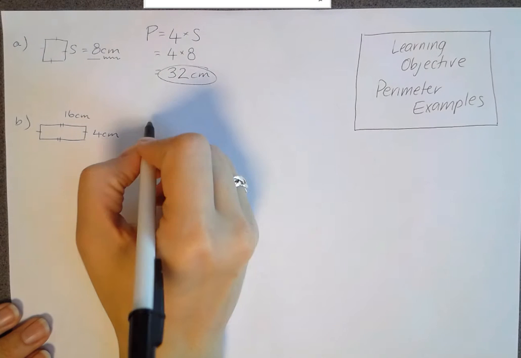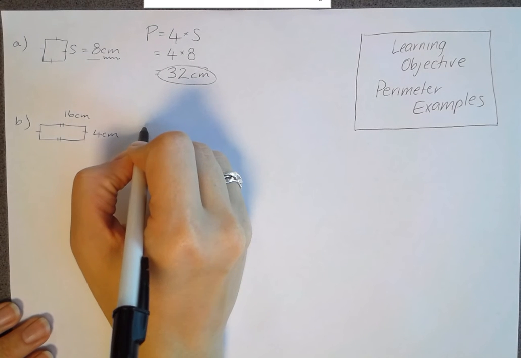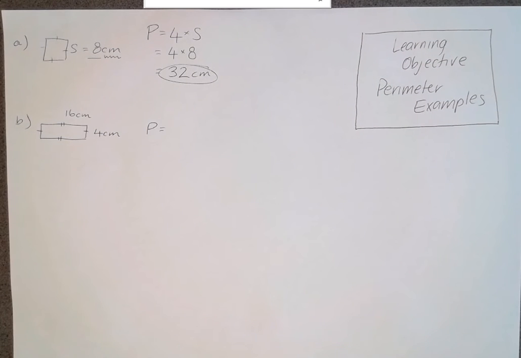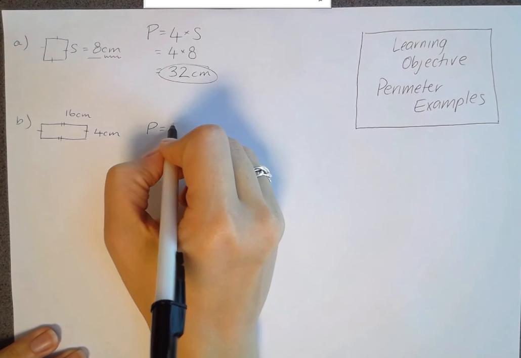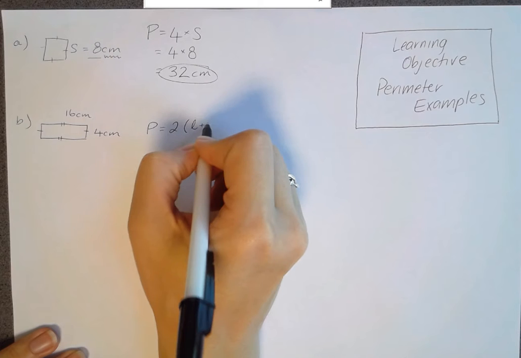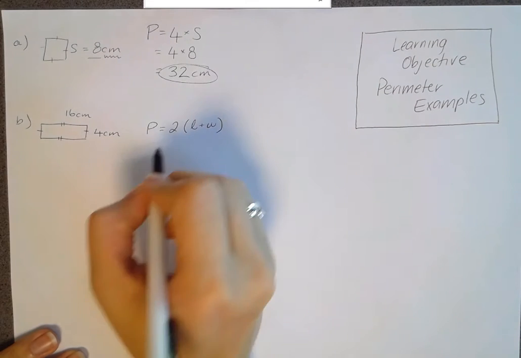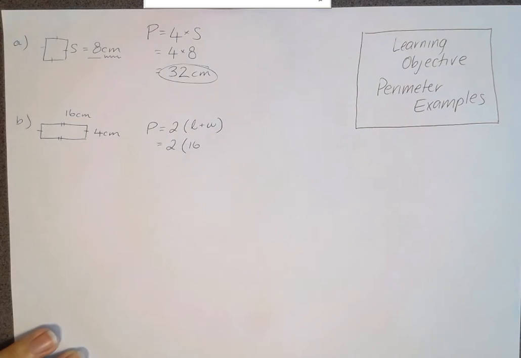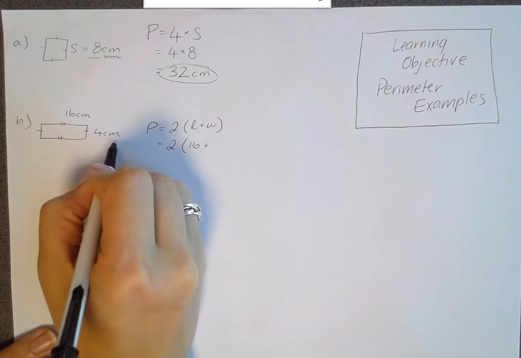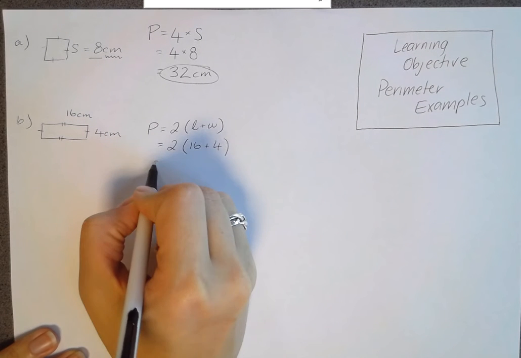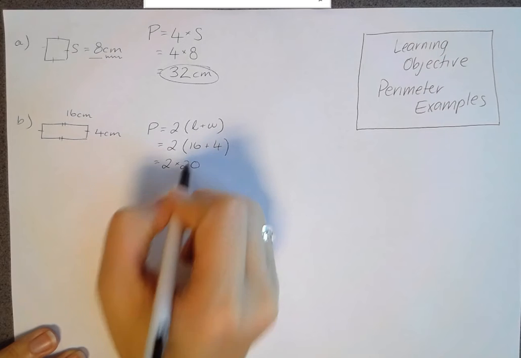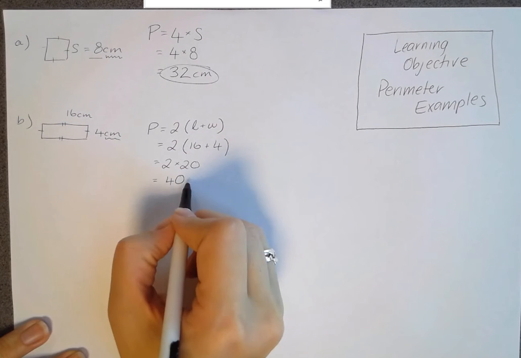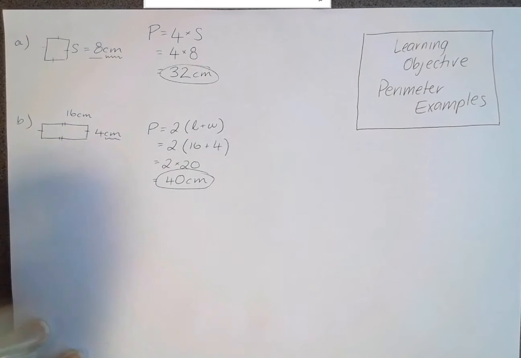We have a rule. Again, you can choose which way you write this rule, whichever one you understand the best. But I like to use perimeter equals 2 times length plus width. So we've got 2 times our length is 16, our width is 4, 16 plus 4 is equal to 20, so 2 times 20 is 40. Remembering we are working in centimeters, that would be our final answer.